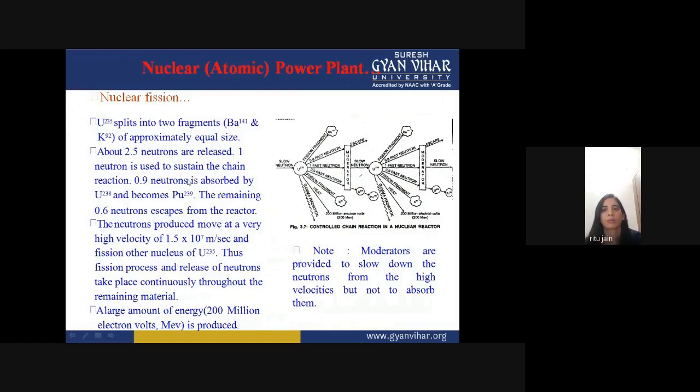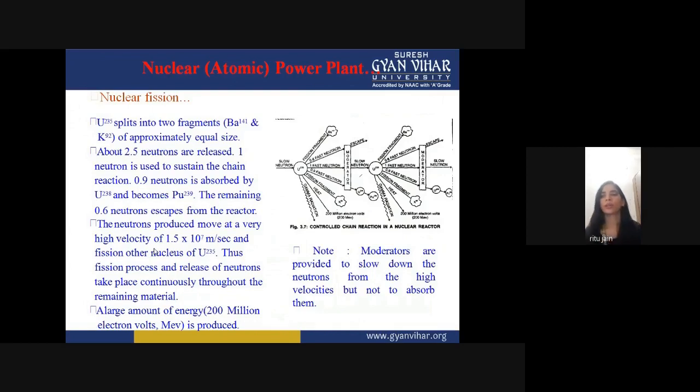The neutrons produced move at a very high velocity, 1.5 times 10 to the power 7 meters per second, and fission other nuclei of uranium 235. So the fission process and release of neutrons takes place continuously throughout the remaining material. A large amount of energy, 200 million electron volts, is produced, which is very difficult to handle.